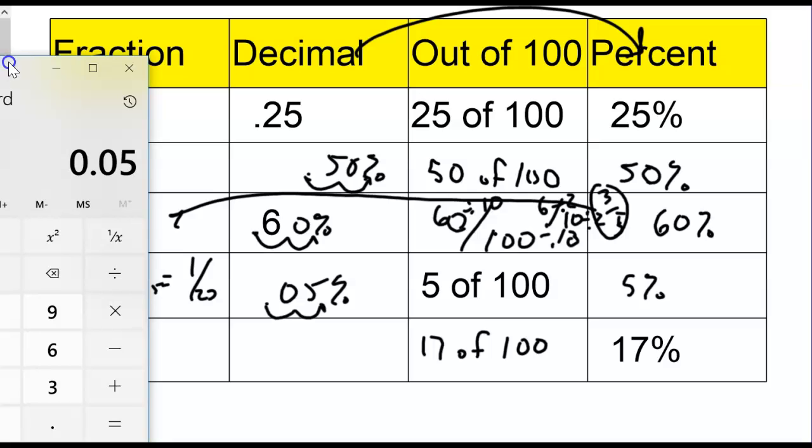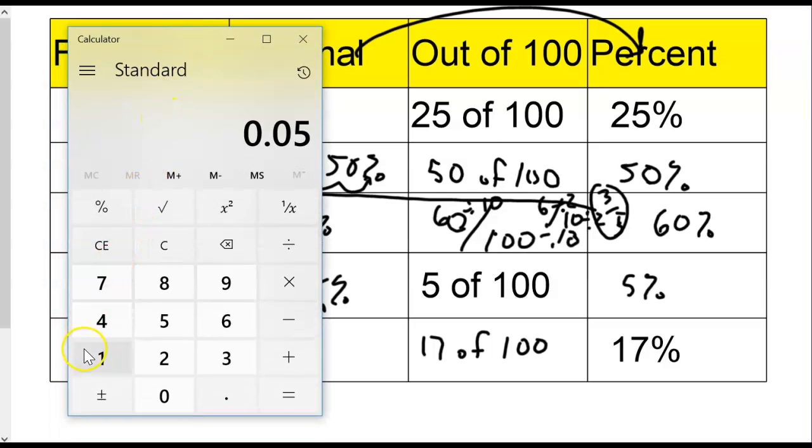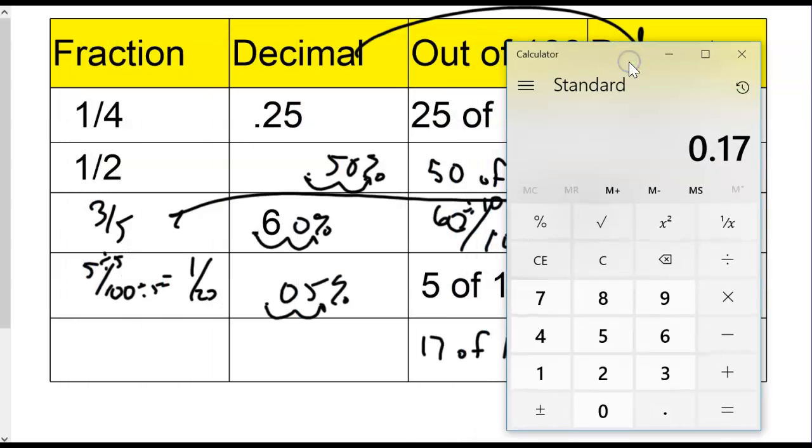So let's get our calculator again and go 17 divided by 100. So for our decimal, that will give us 0.17. And for a fraction, we know it's a fraction, so it's 17 of 100. And that's about it. It won't reduce any farther. So that is our most simple fraction, and we'll go ahead and leave it at that.